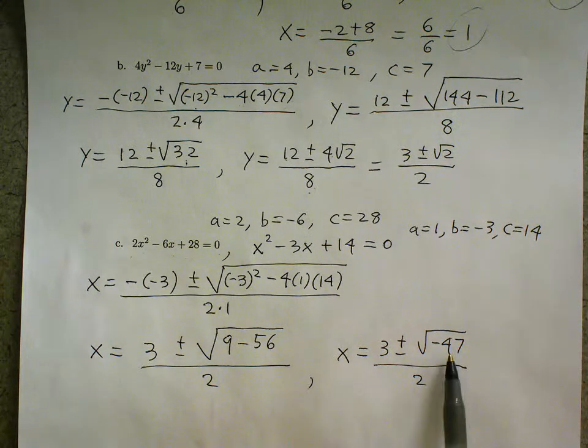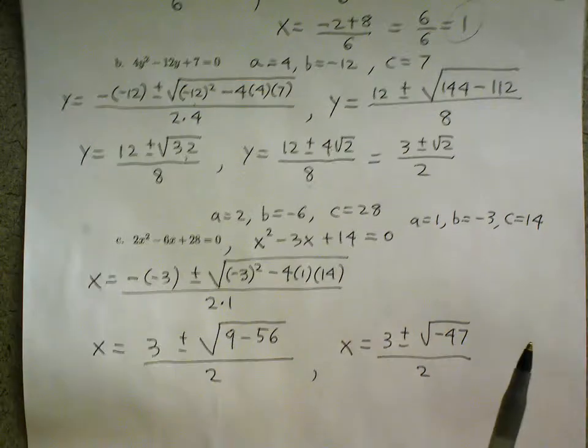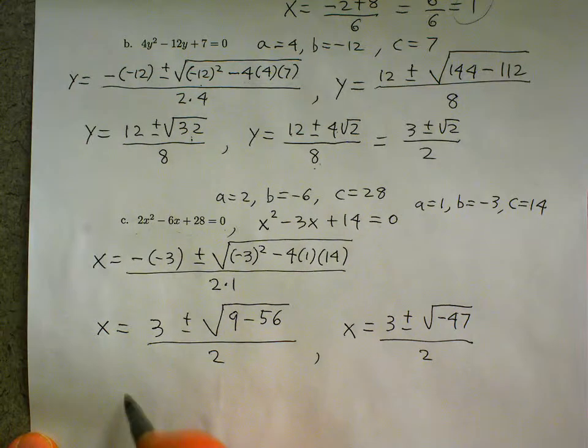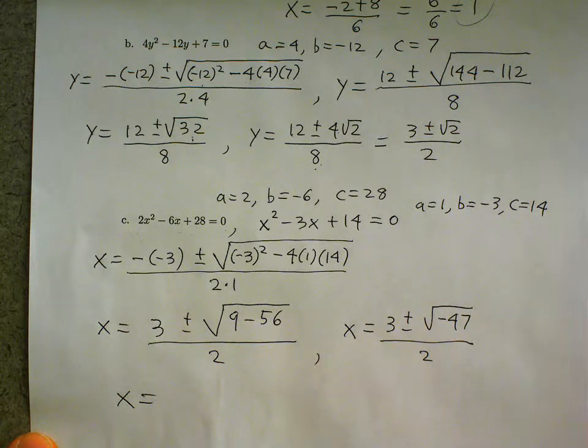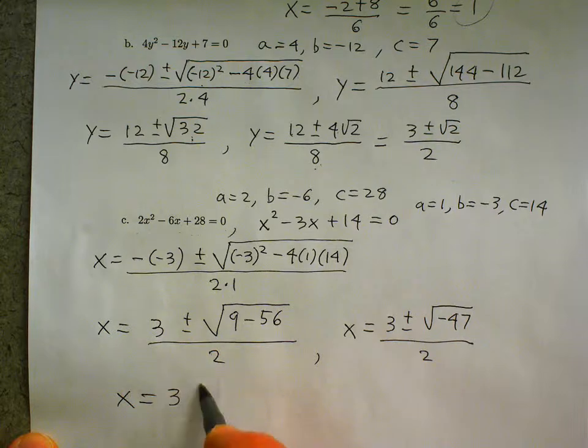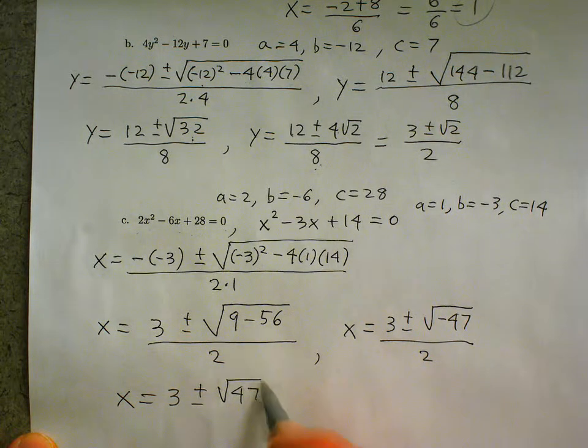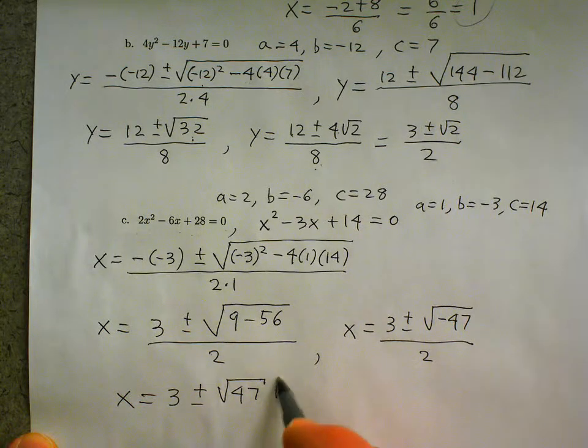And then the square root of negative 47, we're going to write that as the square root of 47 times i. And the square root of 47 can't be simplified any further. So our two solutions are non-real numbers. 3 plus and minus the square root of 47 times i, all divided by 2.